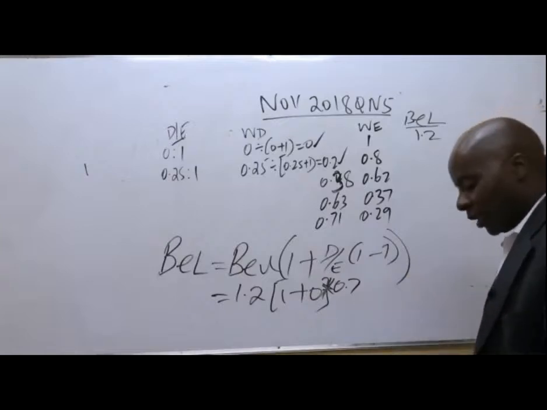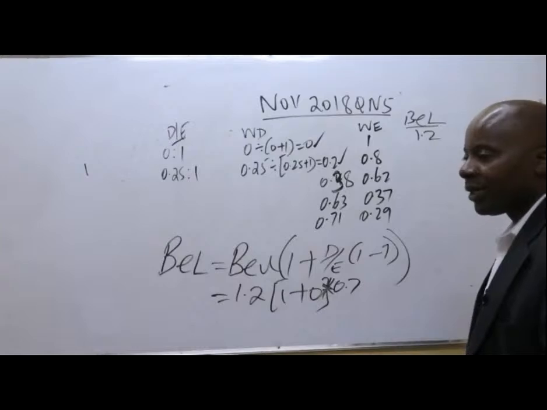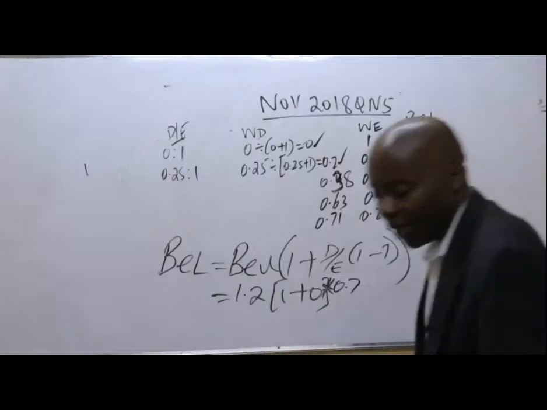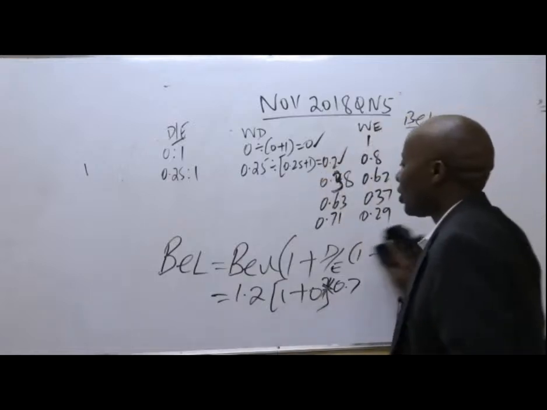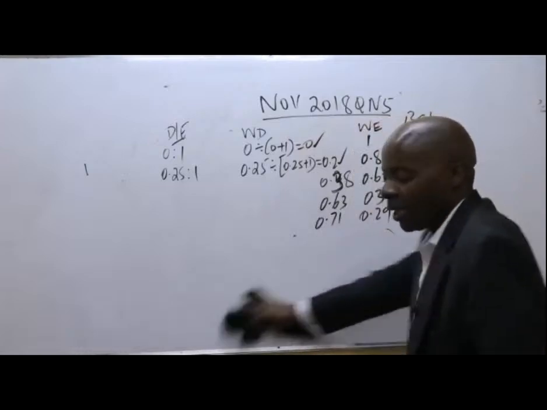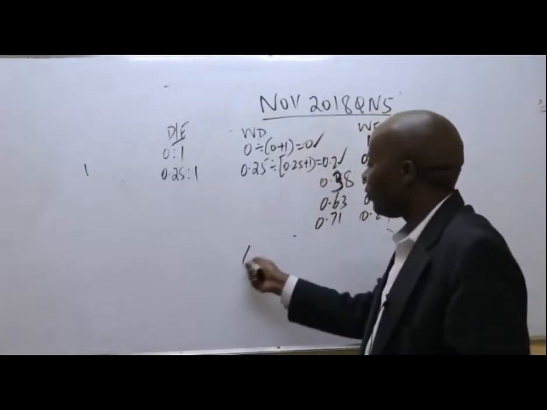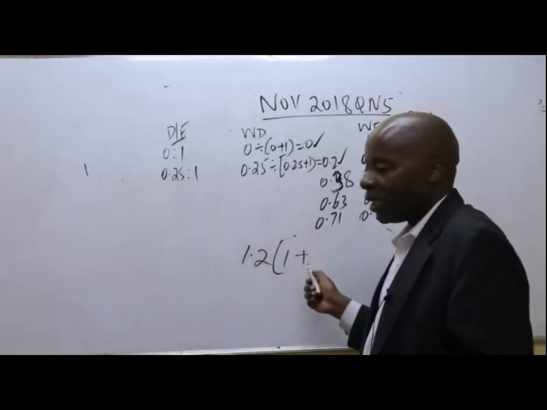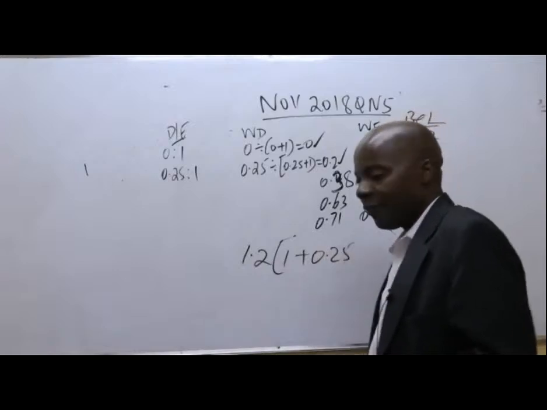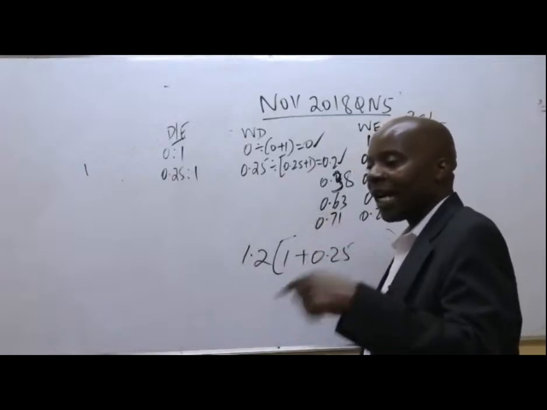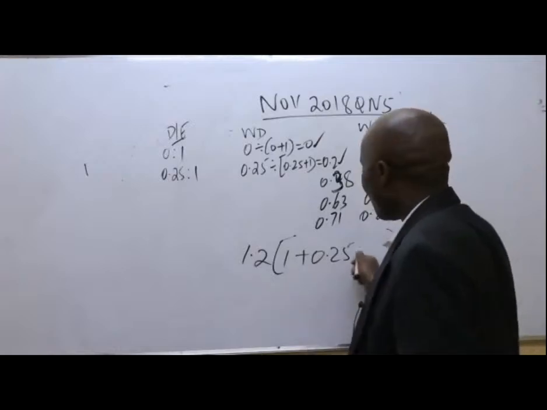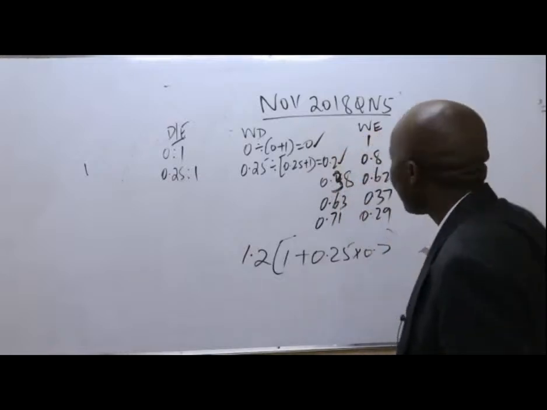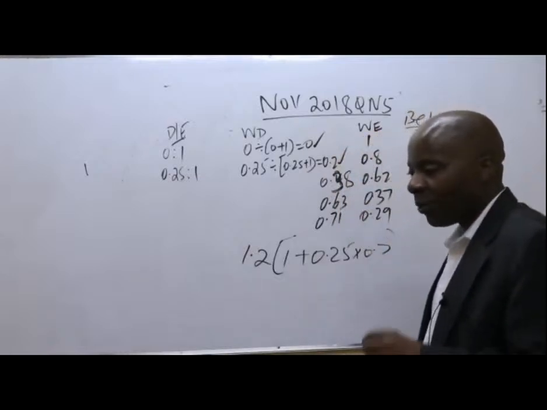How about the second figure for BEL? Using the same concept, BEL for the second one. Of course the 1.2 is a constant feature all over, into 1 plus the second debt to equity ratio. The second debt to equity ratio is 0.25, multiplied by the tax adjusting figure, which is 0.7. Somebody is able to give me 1.41. The second one, is it 1.41 or 1.14?